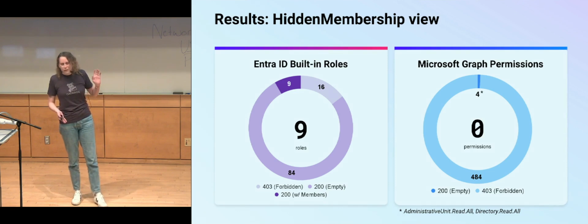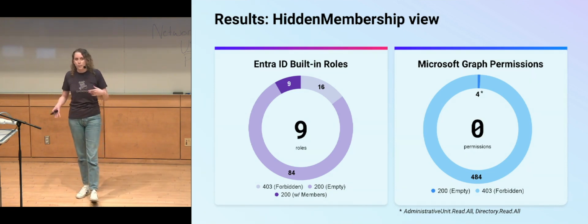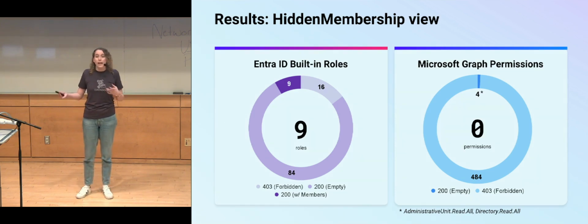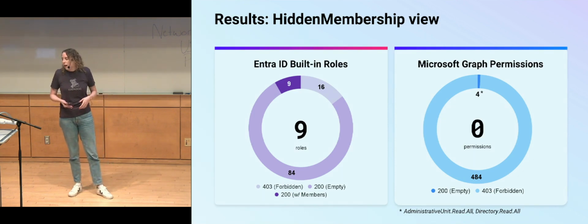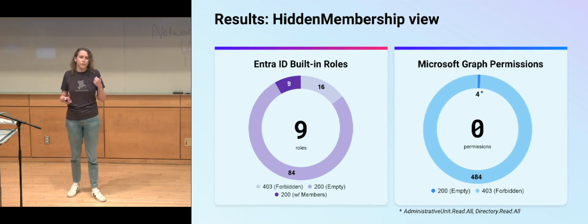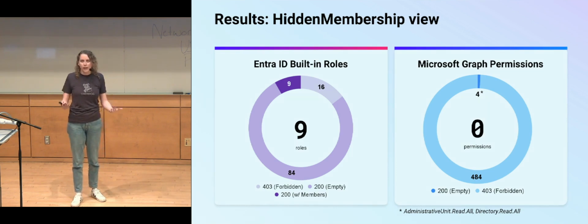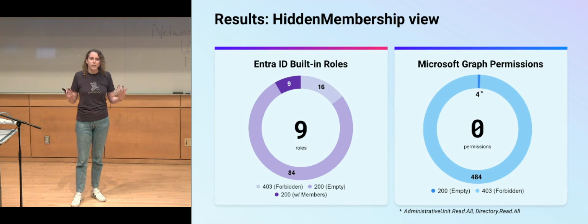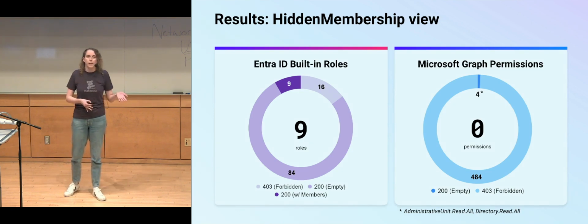What I also found really interesting here is that for Microsoft Graph permissions, for those who aren't familiar, Microsoft Graph permissions exist to allow a lot of application permissions against Azure, against the Microsoft Graph. So in this case, only 4 permissions, administrative unit read and read-write all, and directory read and read-write all, could view the administrative unit members. They could get that callback that said 200 OK, but it just said, yeah, it's empty. So that was a little surprising, just something to keep in mind. The application permissions weren't able to see hidden membership AU members.